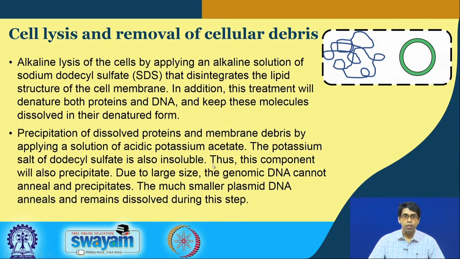If we use very vigorous mixing at this step, the genomic DNA will start breaking down and form small fragments. If the fragments are small, then they can easily find each other and become soluble. So, it is important to do this step very gently, mixing the solutions without breaking the genomic DNA, so that it can precipitate out, and the plasmid DNA, because of its small size, can very efficiently re-anneal and remain soluble in the solution.